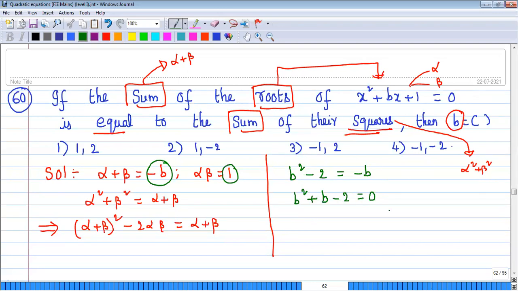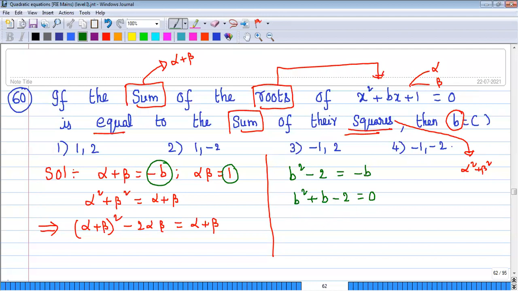So that means we get a quadratic equation in b. Again, we need to solve it. You remember one thing, if the constant term is negative, one root will be positive and one root will be negative, but one will have the larger value. So that's why this 2 is a prime number. Being a prime number, it has only two factors, 2 into 1. Obviously, here -2 and +1 are the roots. I will show you.